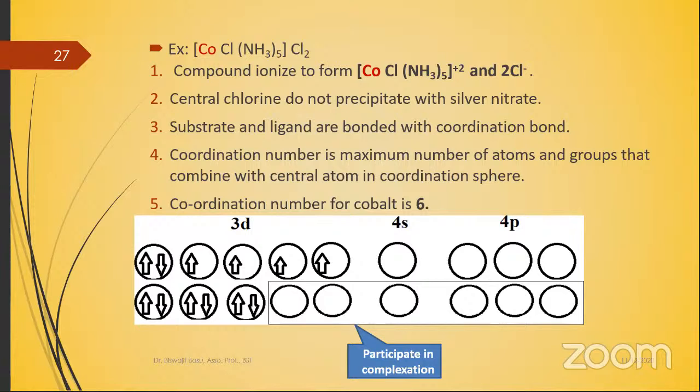So we can say that d2sp3 or octahedral structure is predicted as the structure of the complex using this technique. So Werner proved that cobalt complexes are octahedral. Why is it octahedral? Because 6 are there. Because the coordination number of cobalt is 6.